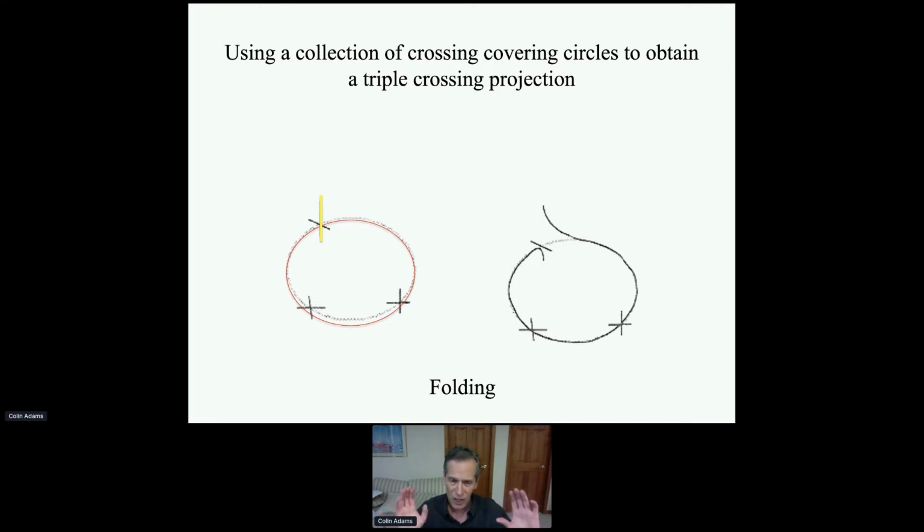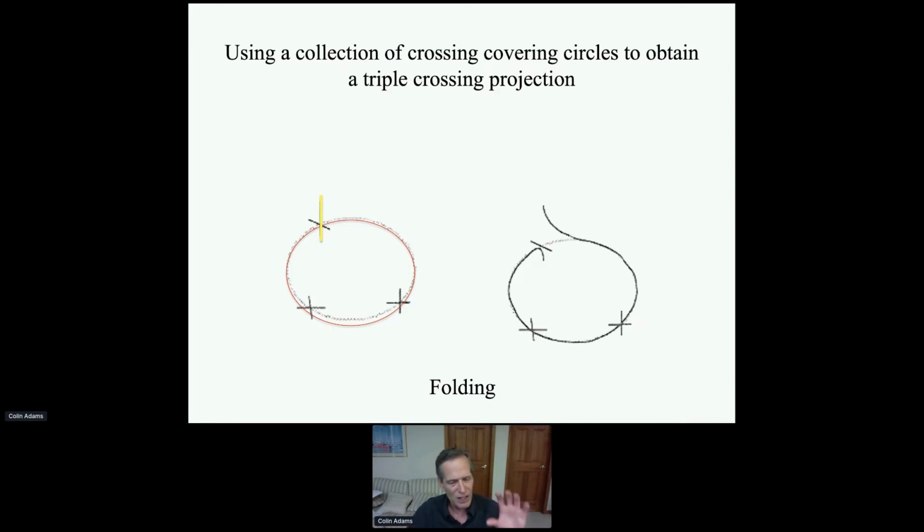Now you can imagine a knot projection where I have a set of these circles all disjoint and covering all the crossings. Now, given a crossing covering circle like that, I'm going to take one of the overstrands at one of the crossings, which you see highlighted in yellow here, and instead of just allowing it to pass straight over the crossing, I'm going to deform it to go around the crossing covering circle, going over anything, and then coming back to the other side. And what that does is it eliminates the one crossing that I started with, and it turns the other crossings on the crossing covering circle into triple crossings. And I'm going to call that a folding.